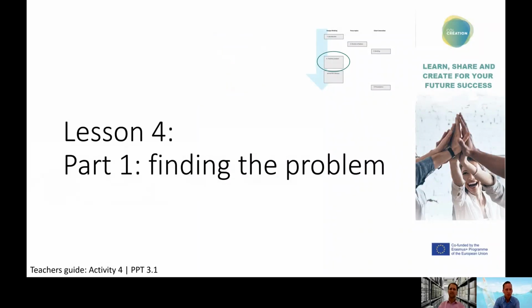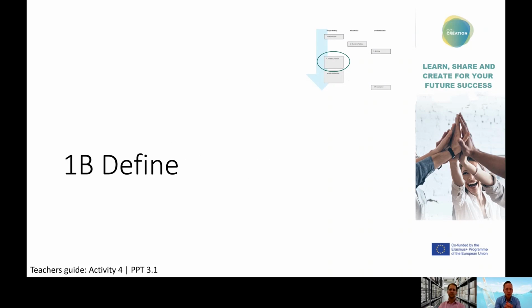We are going further with lesson 4. That's part 1 of finding the problem. Anna already told you something about the third lesson. That was the first part of finding the problem. And now we're going to define the problem after you have collected information of your wicked problem.